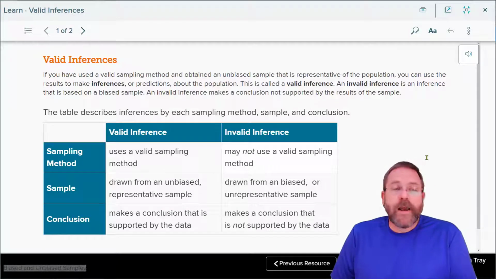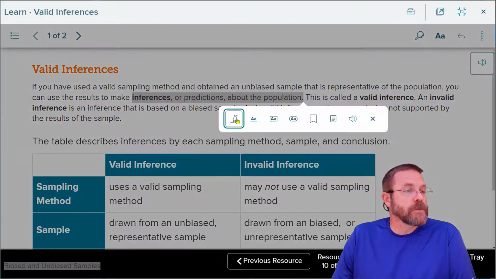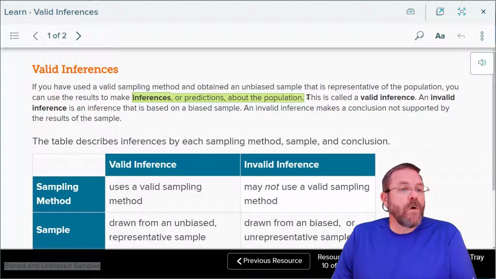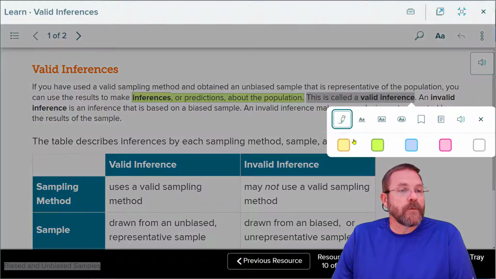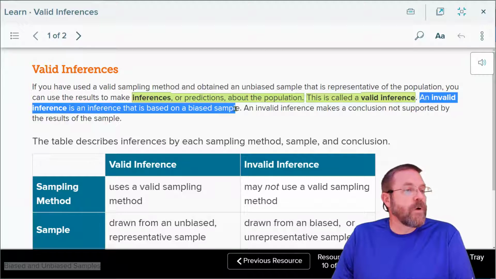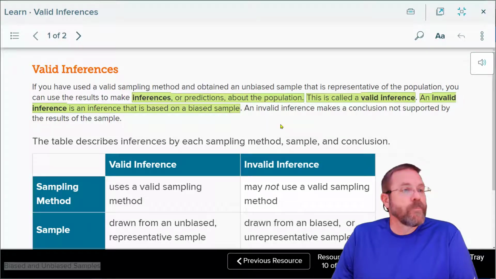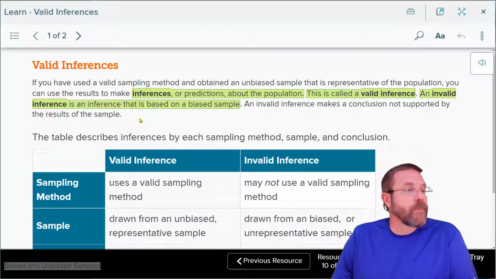If you have used a valid sampling method to obtain an unbiased sample response as representative of the population, you can use the results to make inferences, and inferences are going to be known as predictions about the population. Let's highlight that. This is called a valid inference because it's from a valid sample. An invalid inference is an inference that is based on a biased sample. An invalid inference makes a conclusion not supported by the results of the sample.